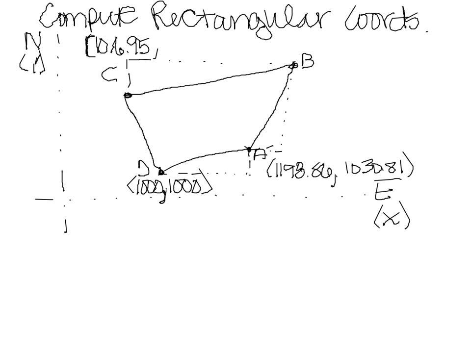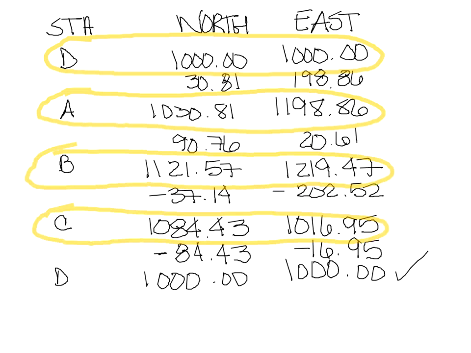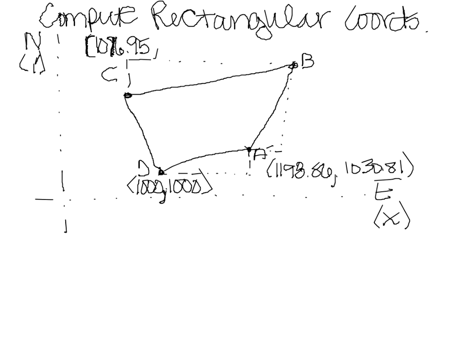1016.95. And the northing is 1084.43. And we now want to know the distance from C to A, or from A to C, right?